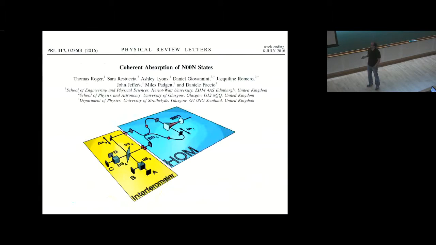But then what we did is we moved on to do this with higher order NOON states. So with states where you have, for example, an interferometer where on the two arms you have a 2,0 or 0,2 state. And then you can ask yourself, what happens in this case?